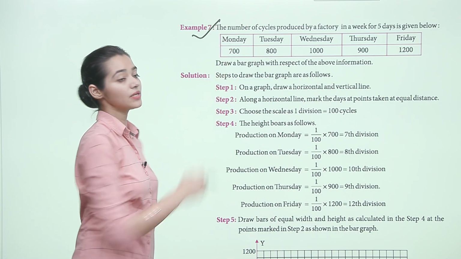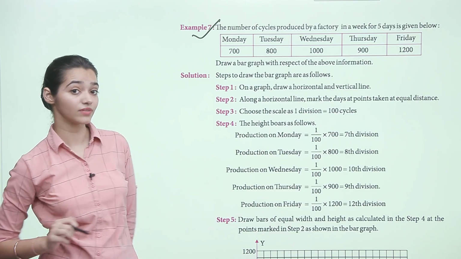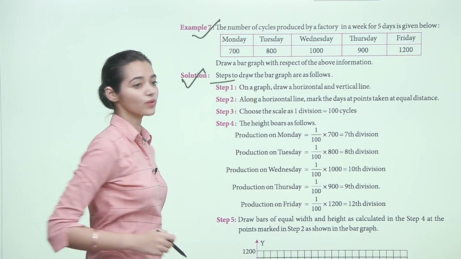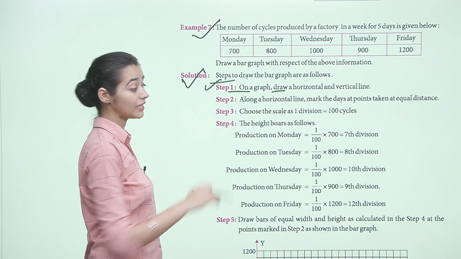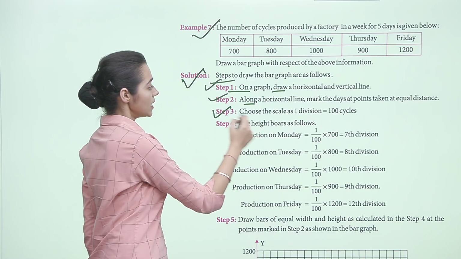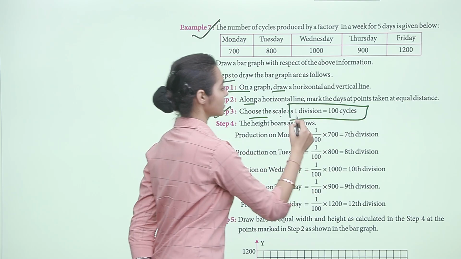Now let's look at example number 7. The number of cycles produced by a factory in a week for 5 days is given here. We have to draw the bar graph. Firstly, we'll look at the steps. In step 1, on a graph we'll draw a horizontal and a vertical line. Along the horizontal line we'll mark the days at equal distances. In step 3 we will choose the scale, that is, 1 division equals 100 cycles.